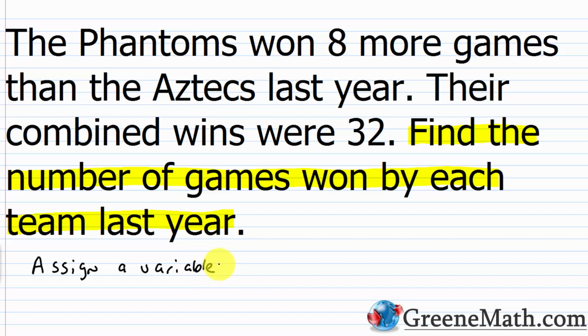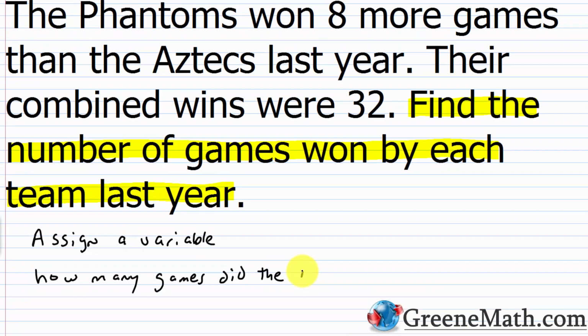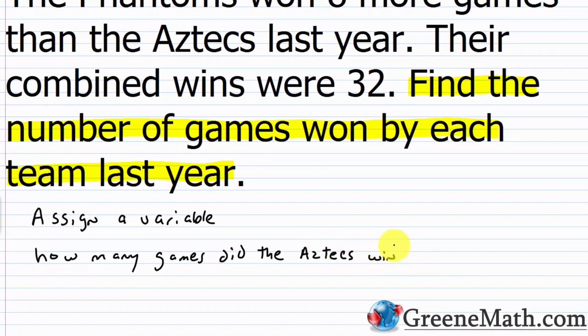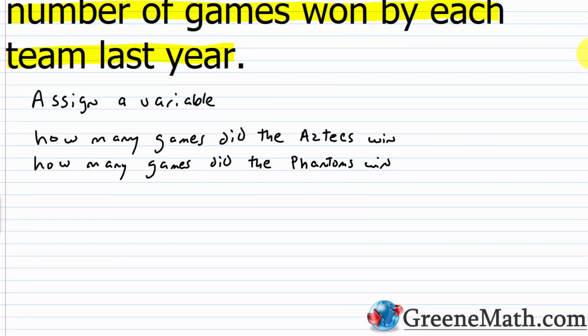So how do we assign a variable? Well, remember, we're assigning a variable to represent the unknown. In this case, we have two unknowns. And our two unknowns would be how many games did the Aztecs win? And then also, how many games did the Phantoms win? These are our two unknowns. So when we get to the stage of assigning a variable, it really doesn't matter which one I assign a variable to. So in other words, we could say let x equal the number of games the Aztecs won.